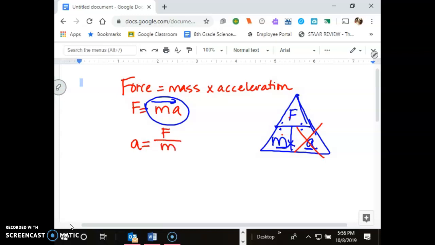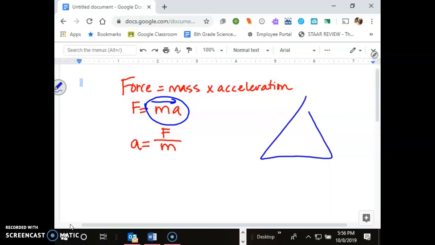Okay? Now, let me redo this over here. If we have to solve for mass, I'm going to do this. We're looking for mass. We don't know it, so we put an X on it. We're solving for mass. Now we've got force and acceleration. Force is on top of acceleration, so that means force divided by acceleration.